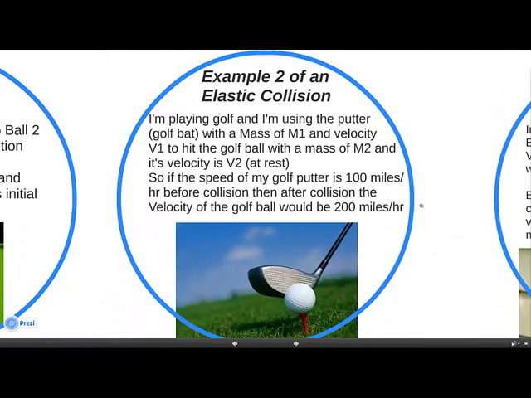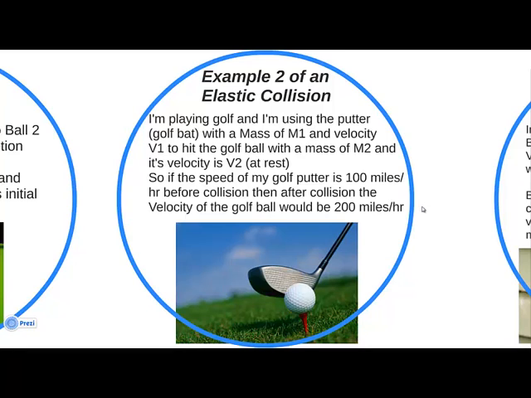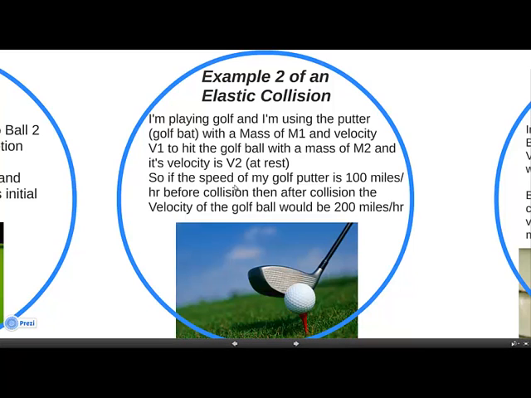An example is when my friend plays golf. I notice he uses his putter, the golf club, with a mass of m1 and velocity of v1 to hit the golf ball with a mass of m2, and its velocity is v2, which is at rest. So if the speed of the golf putter is 100 miles per hour, after collision the velocity of the golf ball will be 200 miles per hour.